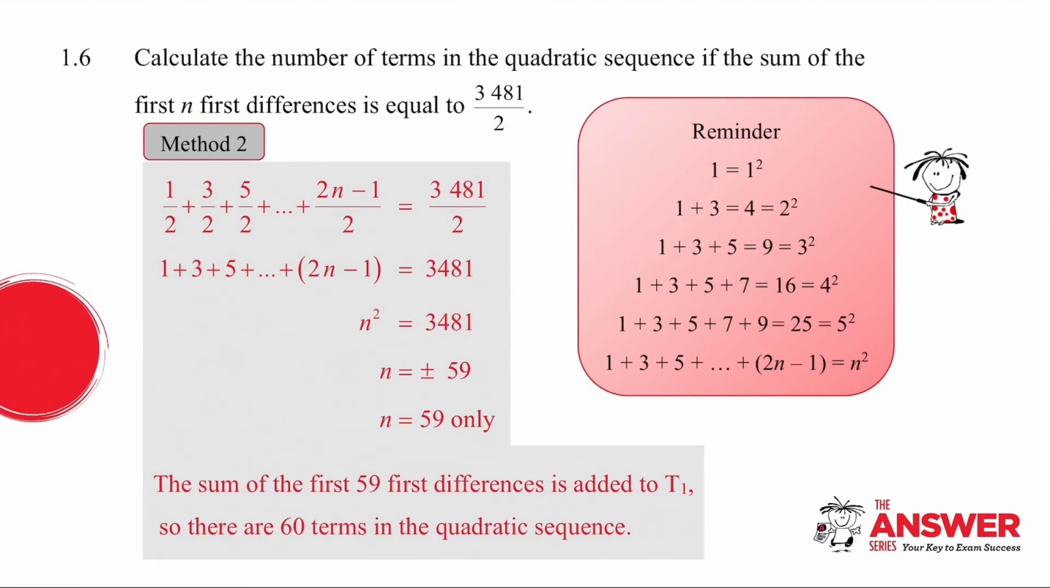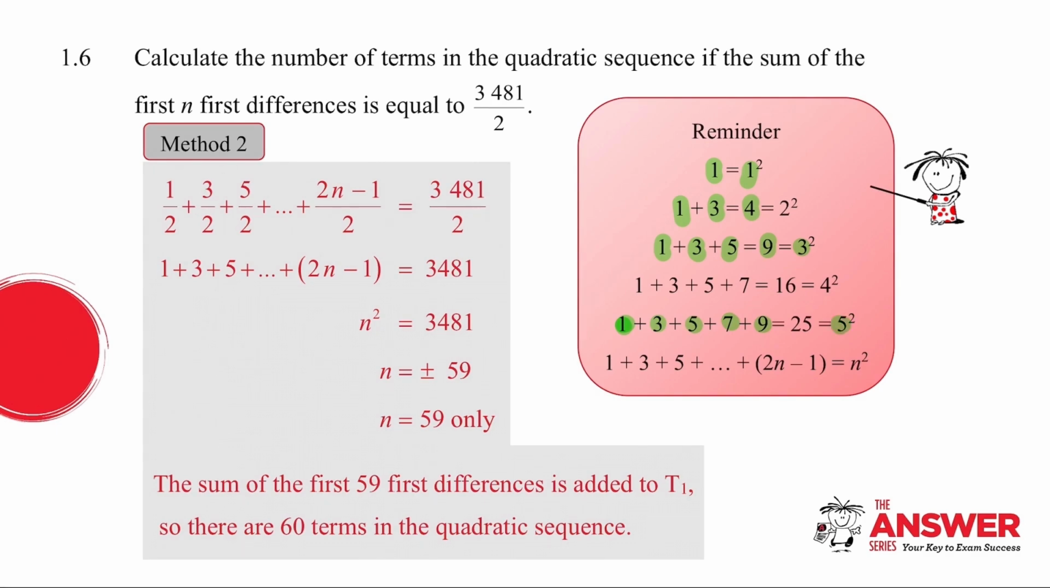The second method is a little confusing, but is a very good method, so you need to process this properly. Firstly, I want to remind you that if you add odd numbers, there's a very, very simple formula for that result. So obviously 1 equals 1. If you add 1 and 3, you get 4, which is simply 2 squared. If you add 3 odd numbers, you get 9, which is 3 squared. If you add these odd numbers, there are 5 of them, you get 25, which is 5 squared.